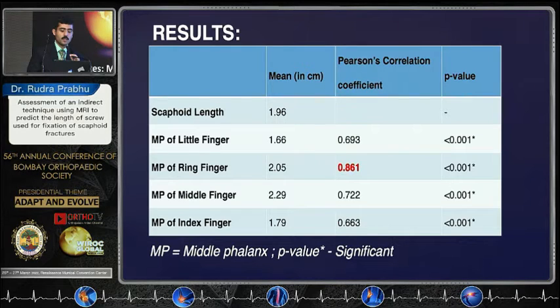We found that there was a statistically significant positive correlation between the axial length of the scaphoid and the axial length of the middle phalanges of the forefingers, with the greatest correlation between the scaphoid and the ring finger as noted by the Pearson's correlation coefficient.